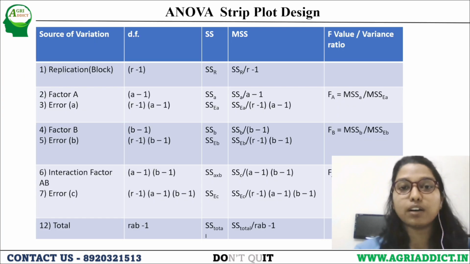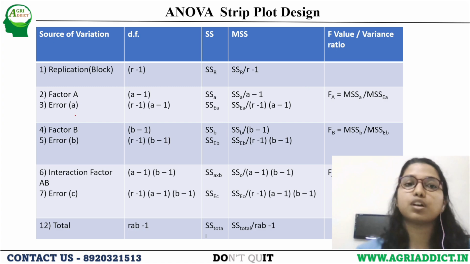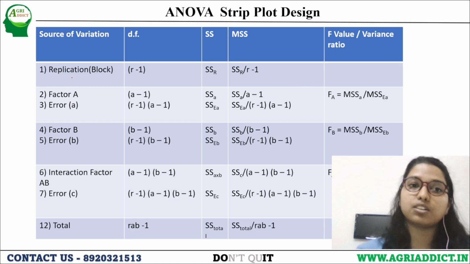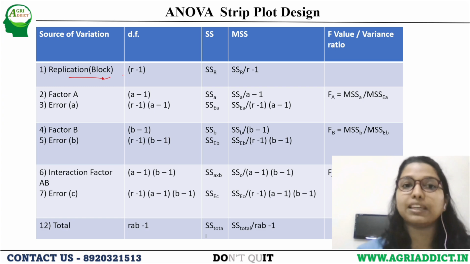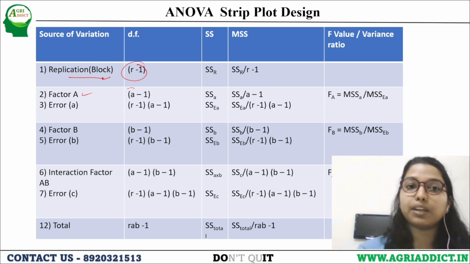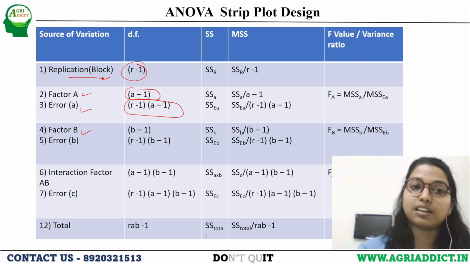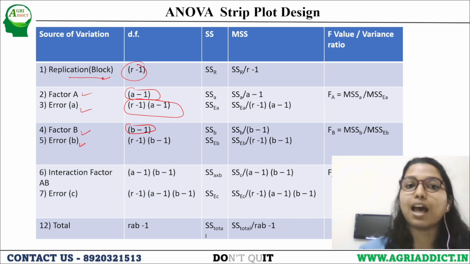So this is the ANOVA for strip plot design. Here also, one of the sources of variation will be replication. It will be R minus 1. For factor A, it will be A minus 1. Error A will be (R minus 1)(A minus 1). Then comes factor B, which is B minus 1, and the error degree of freedom of B will be (R minus 1)(B minus 1).